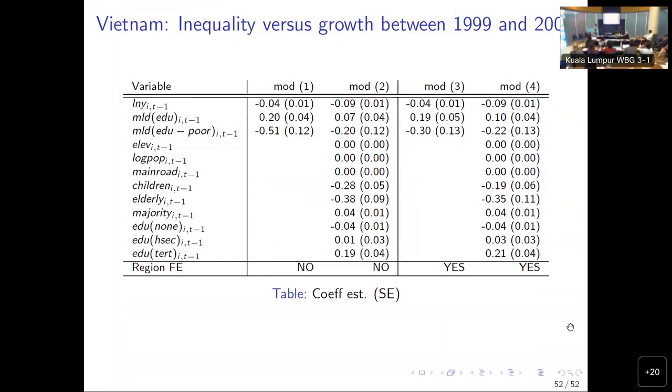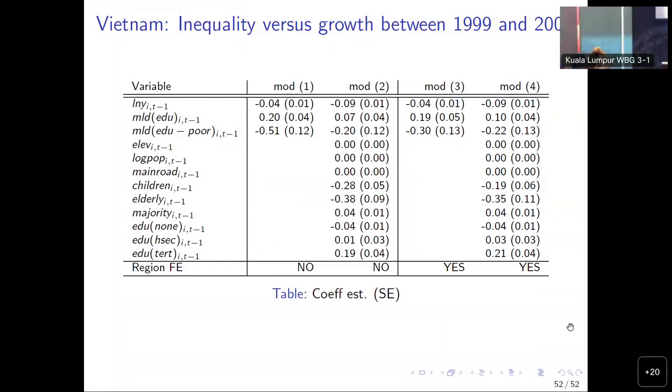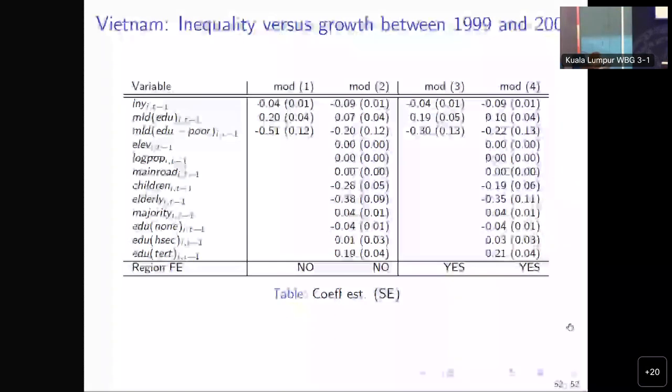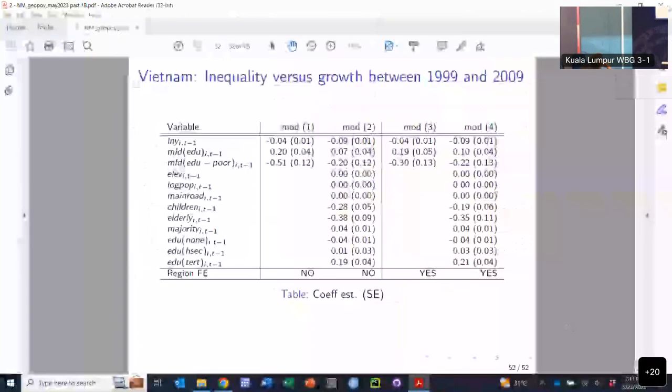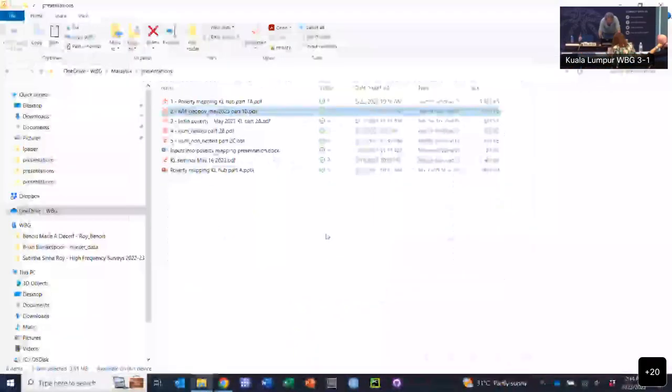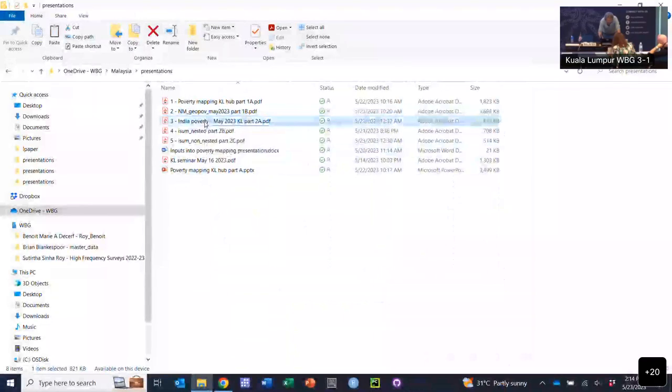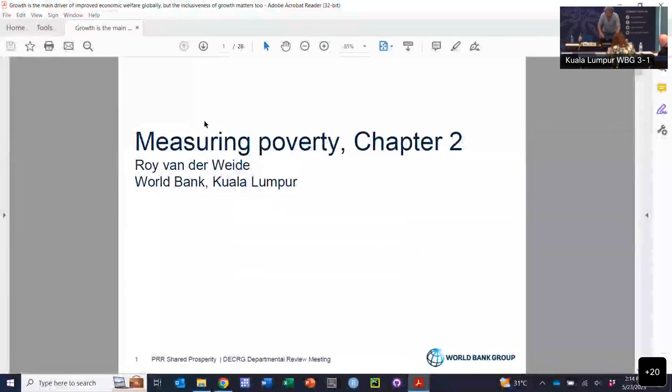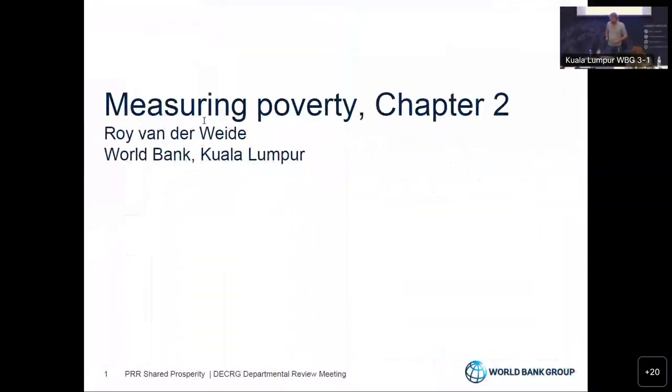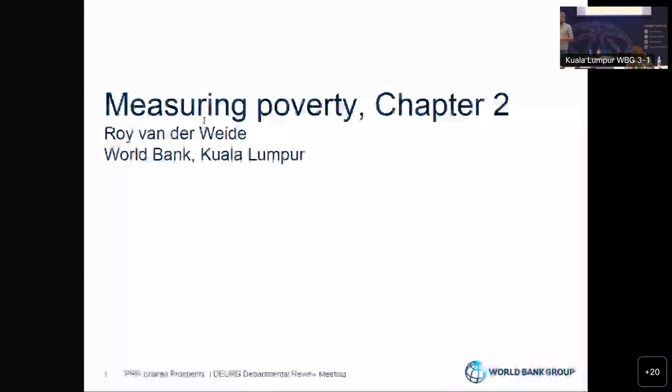So that concludes the session that we originally scheduled to end yesterday with. That concludes the small area estimation part. So now we start the sessions that were already scheduled for today.